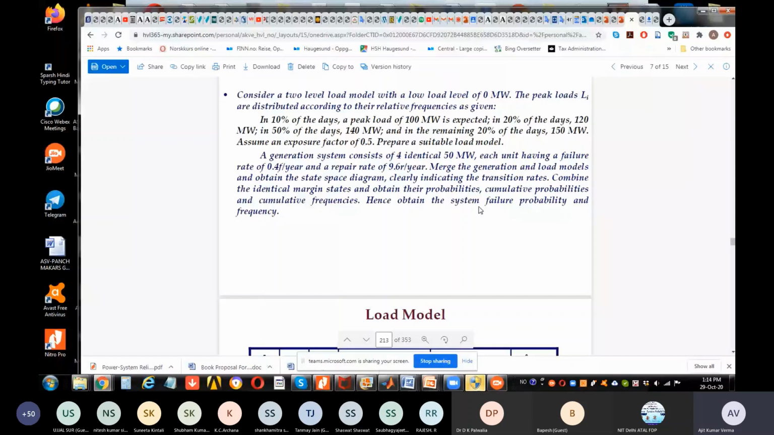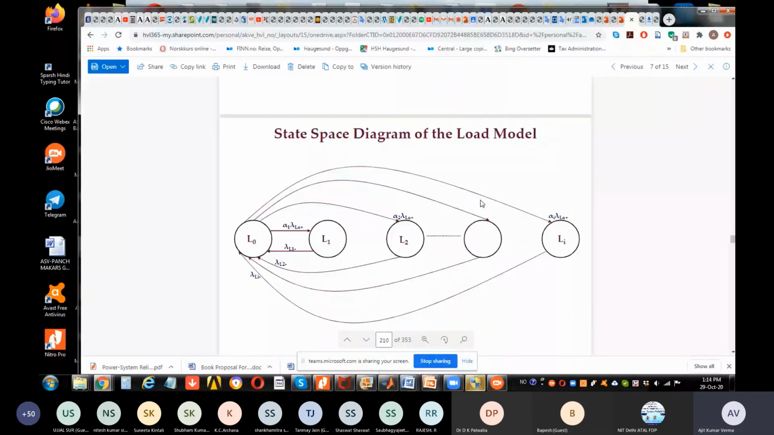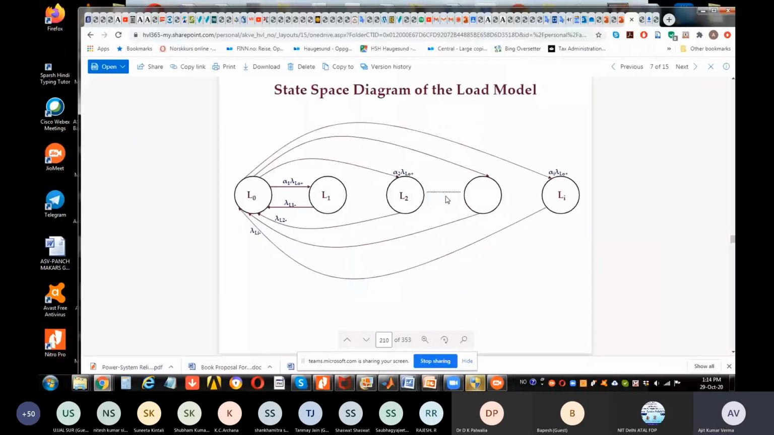So this is 0, this is 100, 120, 140, 150. From 100, there is no transition. This is the peak. Either it could be this or it could be this. So 120, there is no transition to higher. There is transition to lower, but there is no transition to higher. Okay. So likewise for 140, 150, and so on.